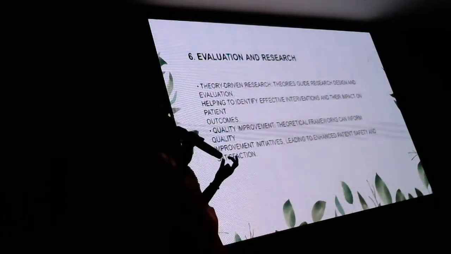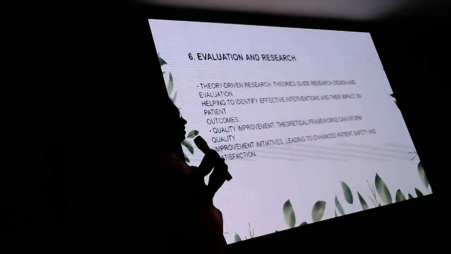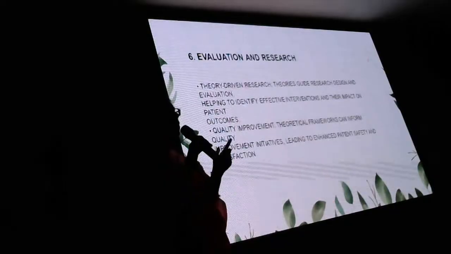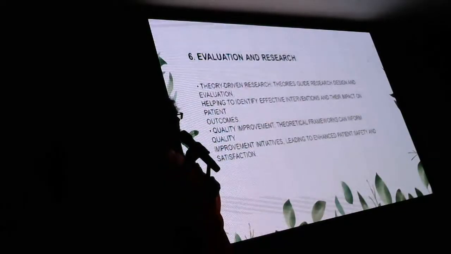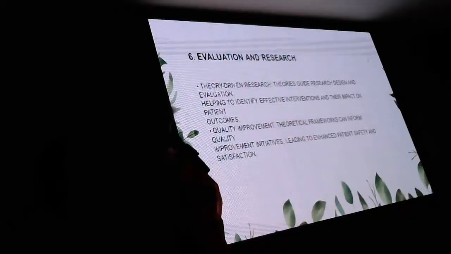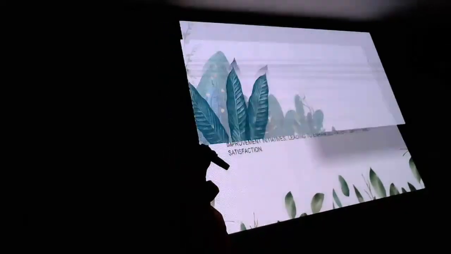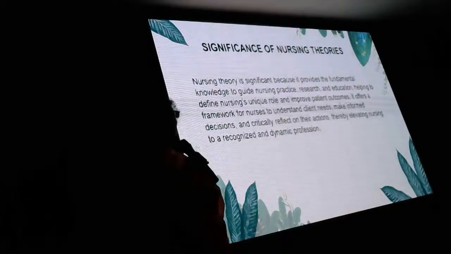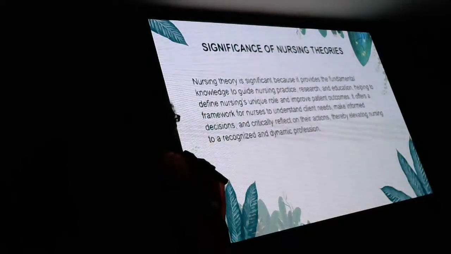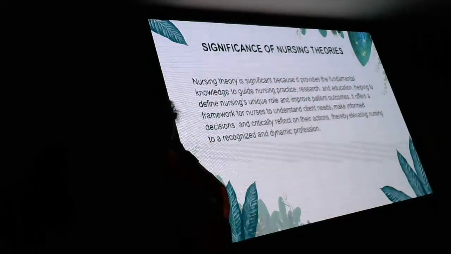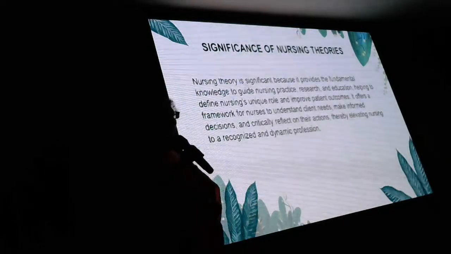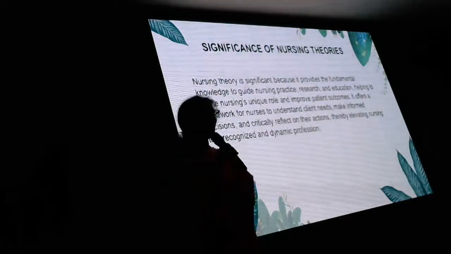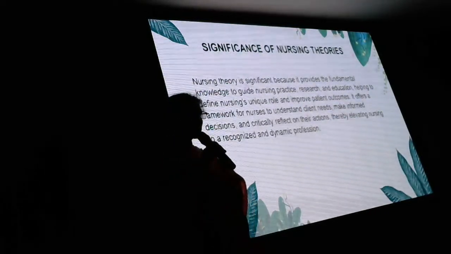Evaluation and research. Already I told you, theory is used in all parts of evaluation of any nursing procedures and also all types of diseases. See, that's why I have taken the whole part about the theories. All of you understood, right?